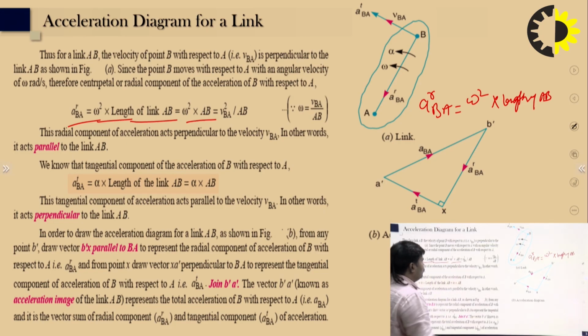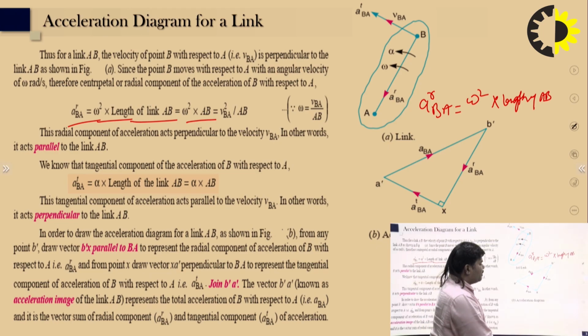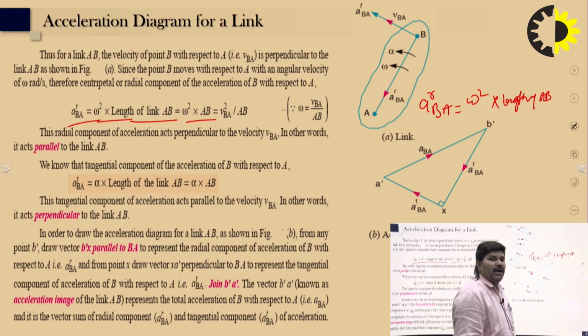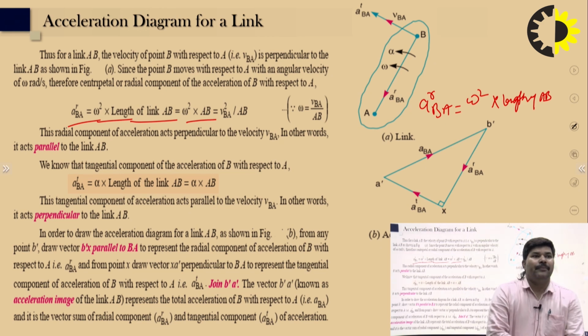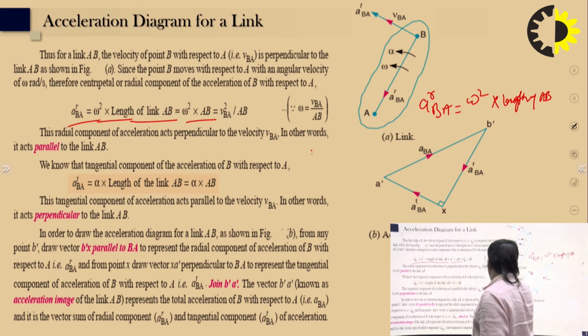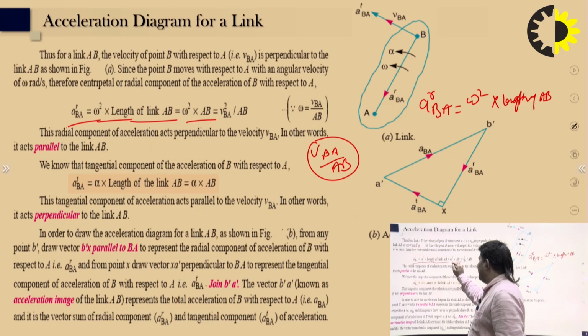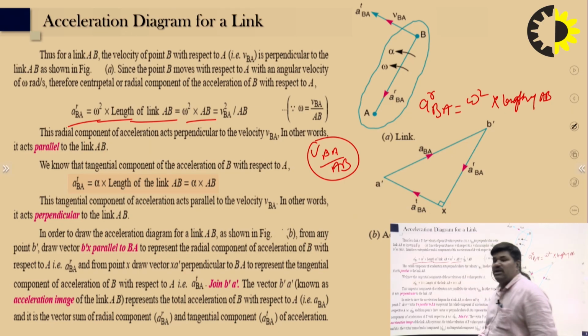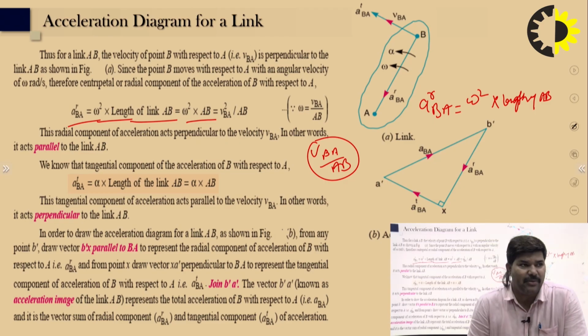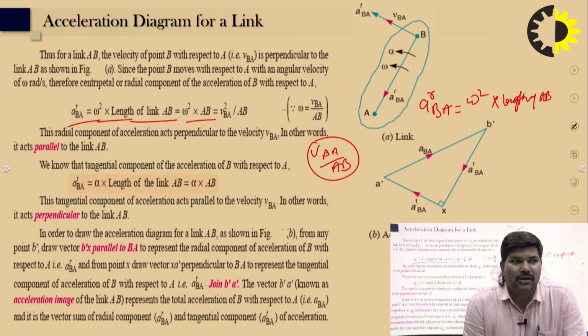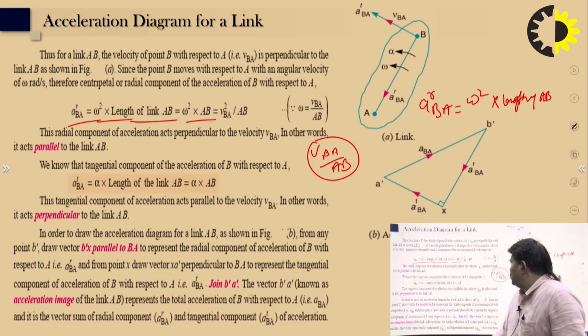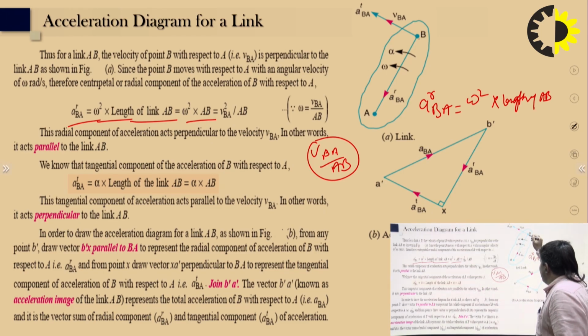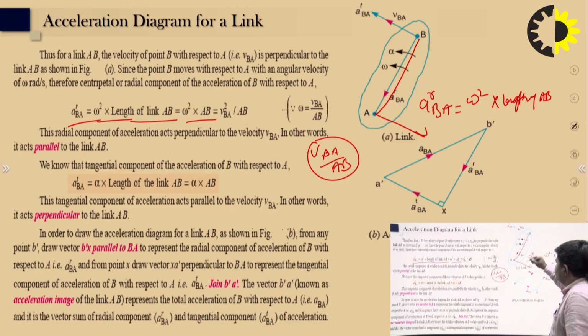We can represent omega as already discussed, omega equals the velocity of B with respect to A upon AB. So we can write omega square into AB as the velocity square of B with respect to A divided by AB, and this radial component of acceleration acts perpendicular to the velocity, along link AB.